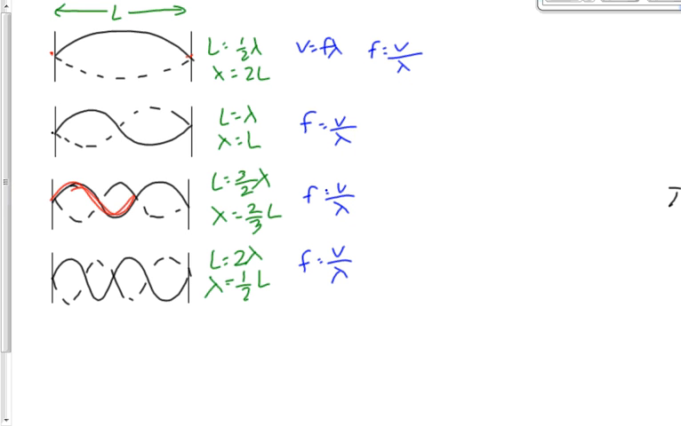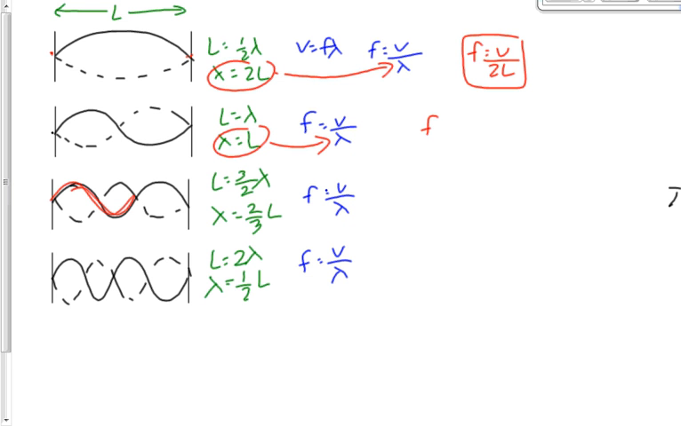Let's sub in for lambda 2L. We're going to say in this case F is equal to V over 2L. Right, lambda becomes 2 times L, F becomes V over 2L. Let's sub in L here for lambda. So we're going to say F in this case is equal to V over L.